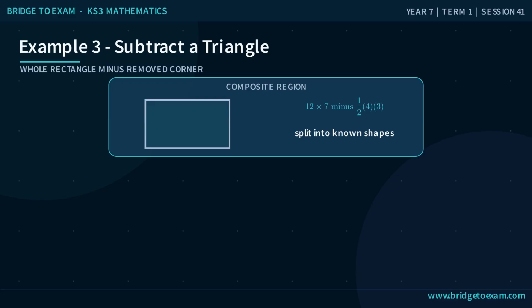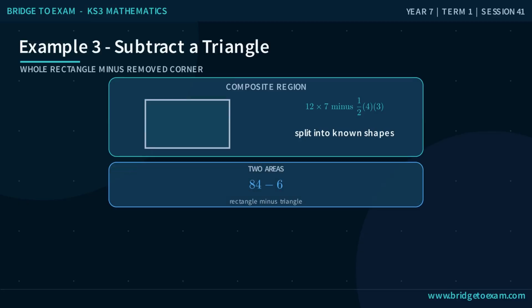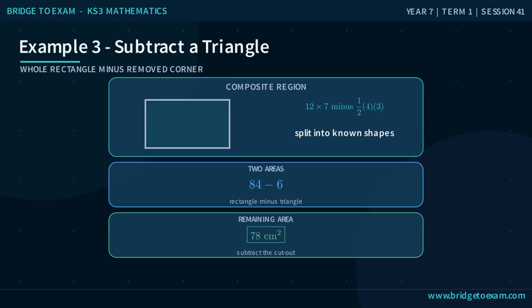A rectangle 12 centimeters by 7 centimeters has a triangular corner with base 4 and height 3 removed. The rectangle area is 84 and the removed triangle area is 6. Subtract to get a remaining area of 78 square centimeters.